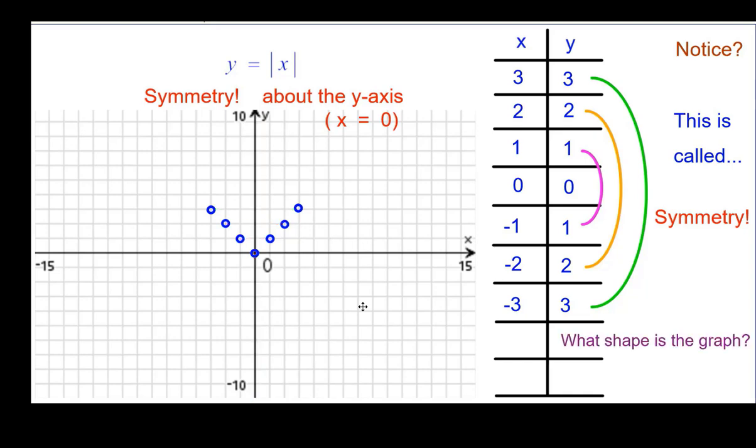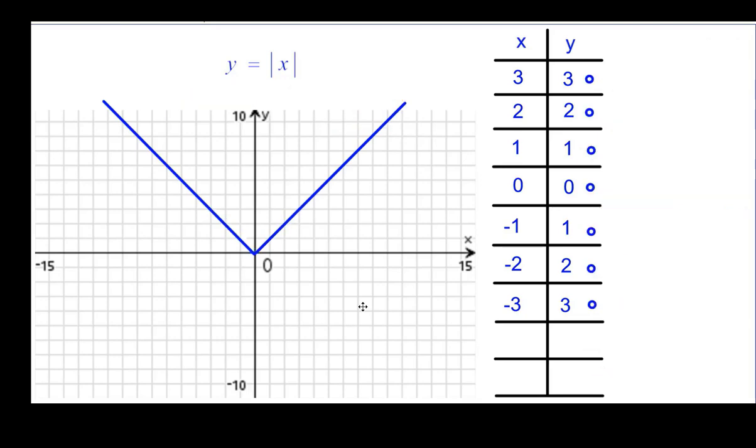And what shape is the graph? Well, it's the letter V. We'll go ahead and connect the dots and see that V. And this is the graph of y equals absolute value of x.